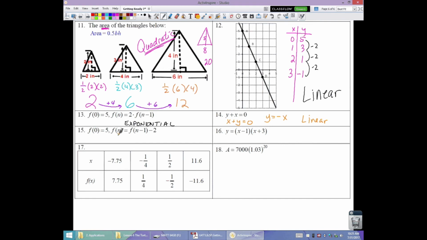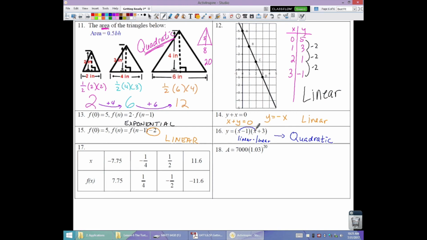15, to get the next value, we go back to the last one and subtract 2. Again, that makes it linear. That's a constant rate of change. Number 16, each of these 2 expressions that are written here are linear. So when we have a linear times another linear expression, we've talked about that always results in a quadratic equation. If you were to multiply this, x times x does result in the x squared that we are used to seeing with a quadratic equation.